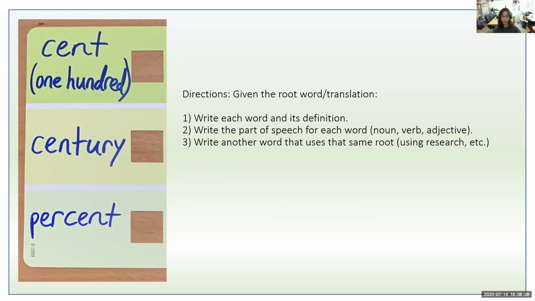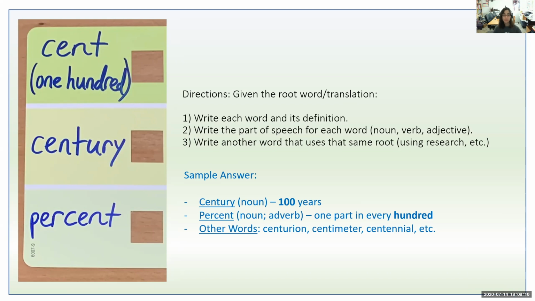Okay, so now let's check our work. So I wrote down both vocabulary words. Century is a noun, and it means 100 years. So you can see that direct correlation with our vocabulary definition of 100 years.